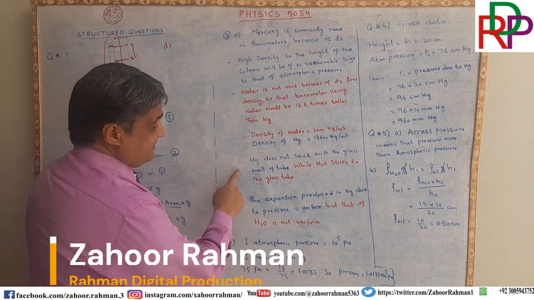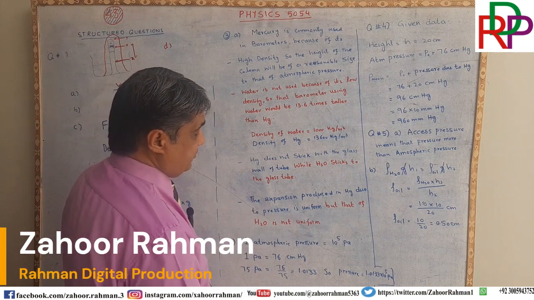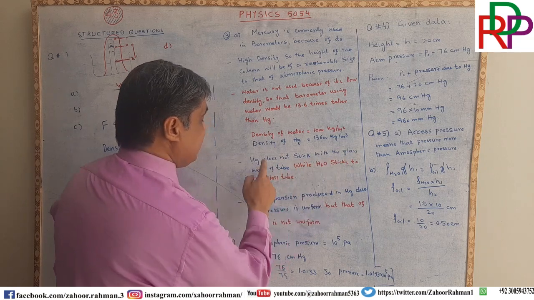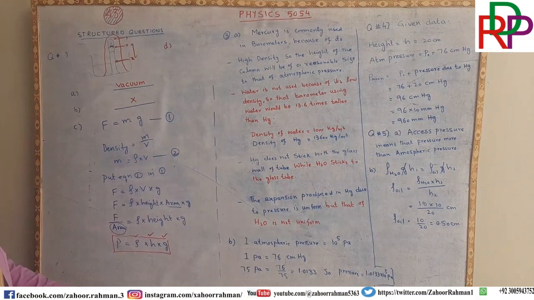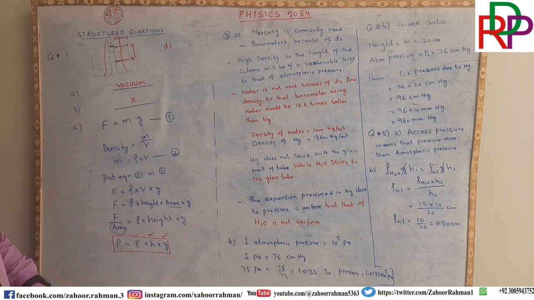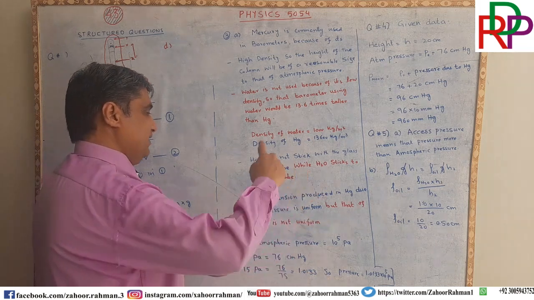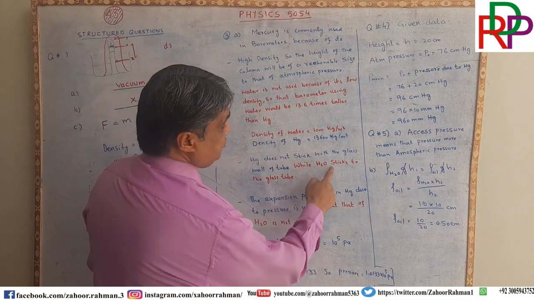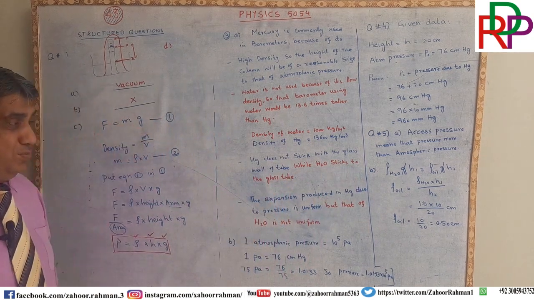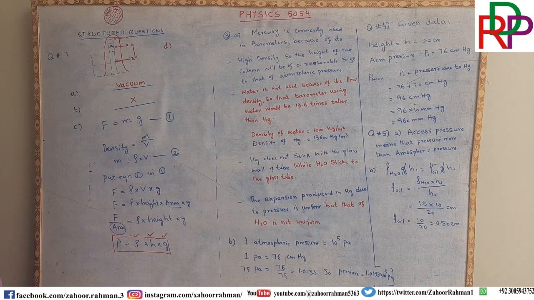The second reason for using Hg is that it does not stick with the glass wall of the tube. If it were sticking with the tube, then when you apply the pressure there would be viscosity, and due to that you won't be able to get the correct answer. On the other hand, H2O, meaning water, sticks to the glass tube. This is the second reason.